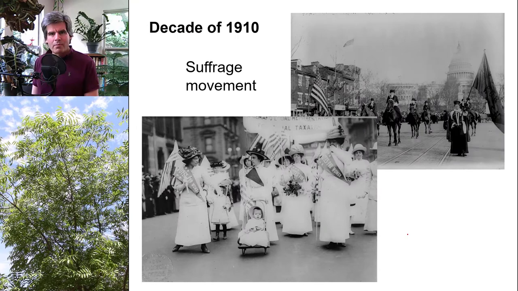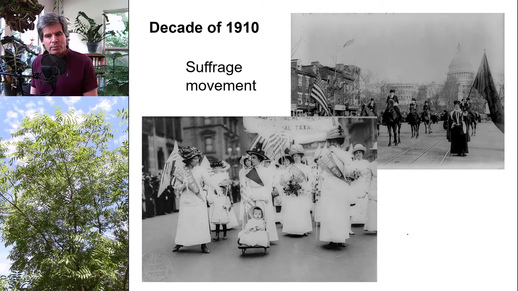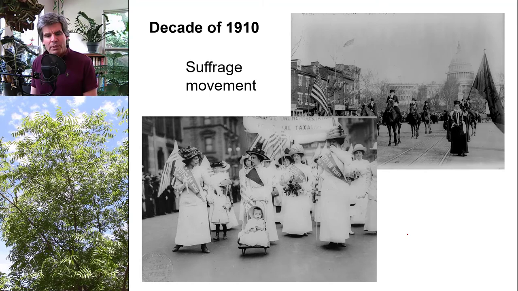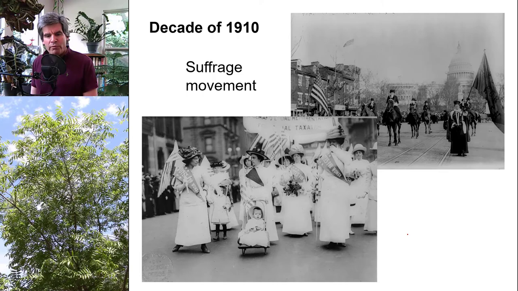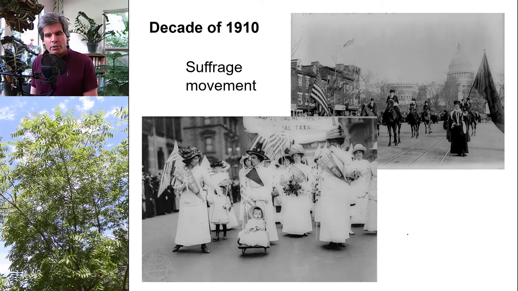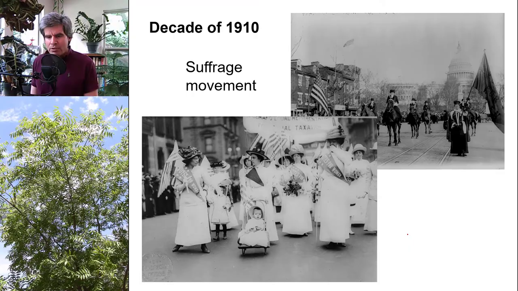Back in the United States, there were several important cultural developments that took place during the decade of 1910. It is during this decade that the women's suffrage movement begins to gain momentum. Women are becoming more and more vocal in demanding the right to vote. In 1913, there is a huge march in Washington, D.C. supporting the women's suffrage movement. The pictures on the screen are pictures from this march.